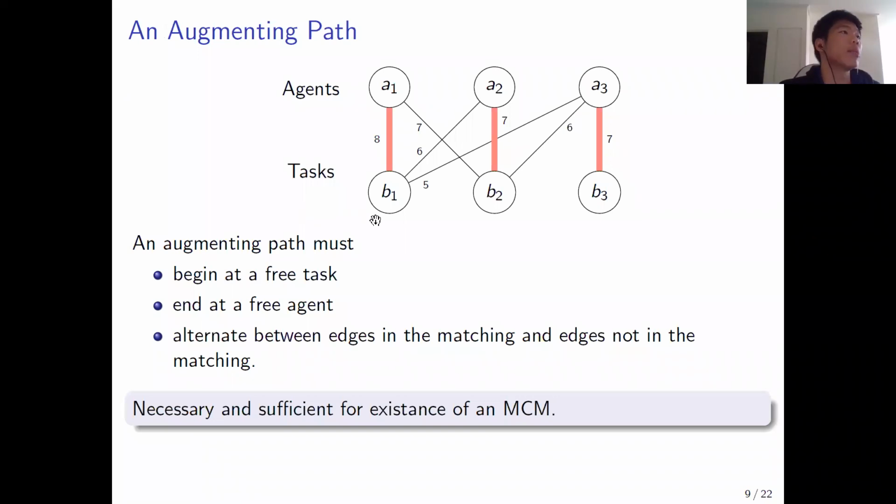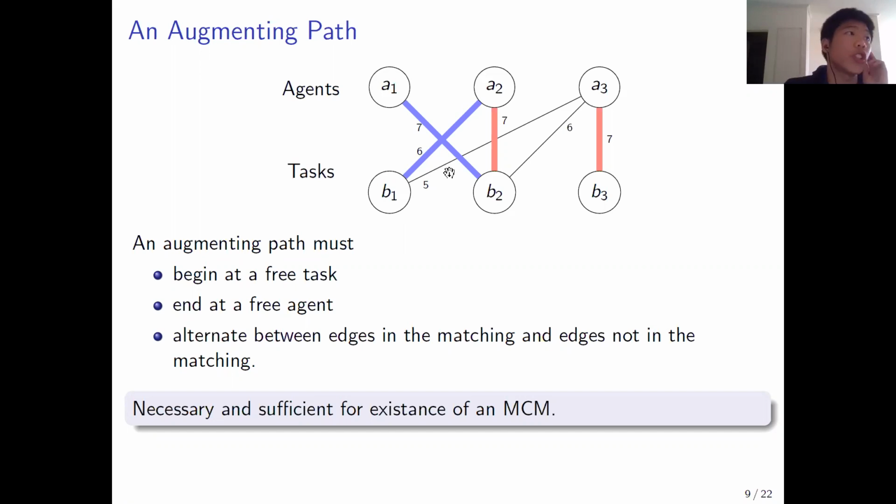Okay, so an augmenting path is a path that must begin at a free task and must end at a free agent and must alternate between edges in the matching and not in the matching. If I start off with my MCM over here, it's got 3 edges in my 3-agent, 3-task case. So I won't be able to find an augmenting path over here, but if I were to remove this edge, I now have a matching that's not an MCM because it's not a maximum cardinality matching, but it is still a matching, right? And an augmenting path relative to this matching is a path that begins at a free task, ends at a free agent, and a free agent and free task just means it's not connected to a highlighted edge. It's not part of the matching. And it must alternate between edges in the matching and not in the matching. So there's quite clearly one over here. You can see this path over here is an augmenting path.